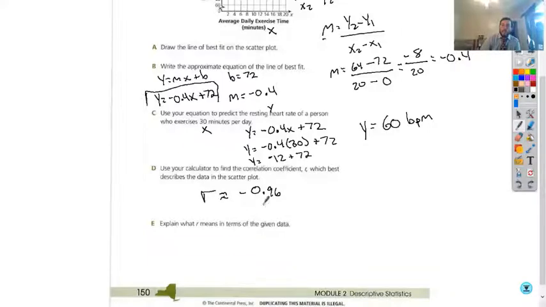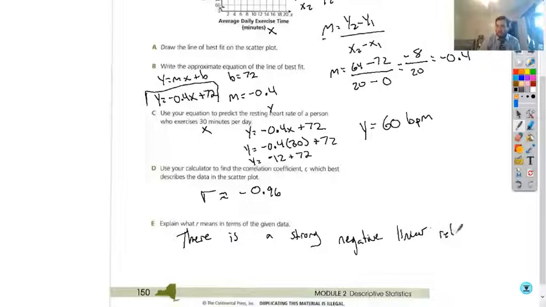So when we see a negative number here, it shows that there's a negative relationship. And when it's negative 0.96, it's really close to negative 1, which means that there is a strong negative linear relationship.